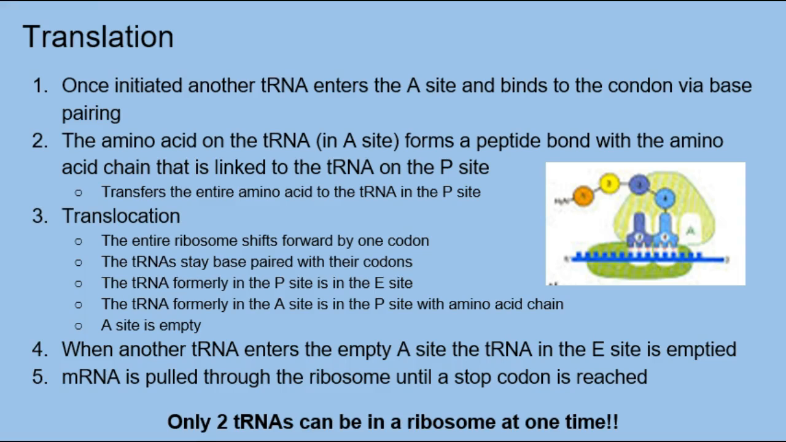When another tRNA enters the empty A site, the tRNA in the E site is ejected as well. mRNA is pulled through the ribosome until a stop codon is reached, which repeats this process over and over again. Only 2 tRNAs can be in a ribosome at one time, which is why when one tRNA enters the A site, one exits the E site at the same time.